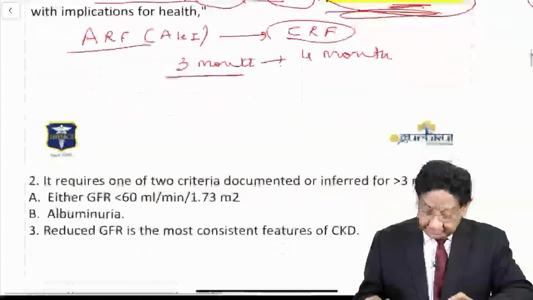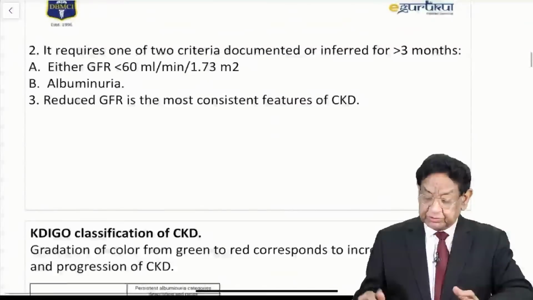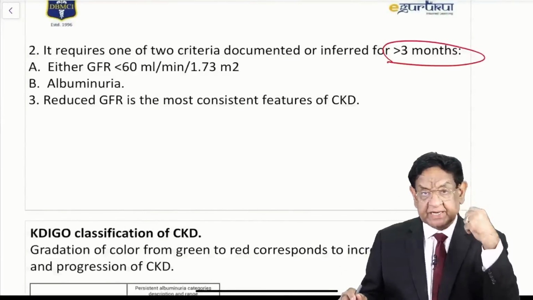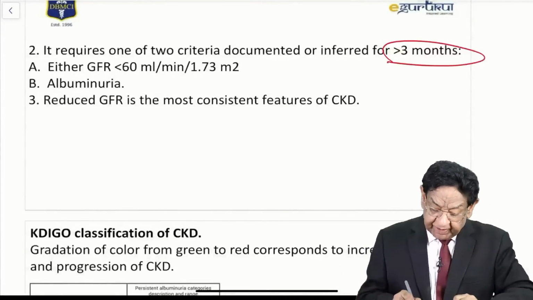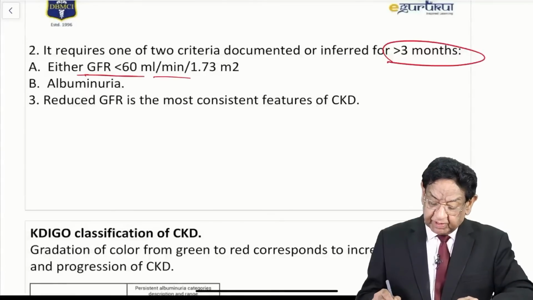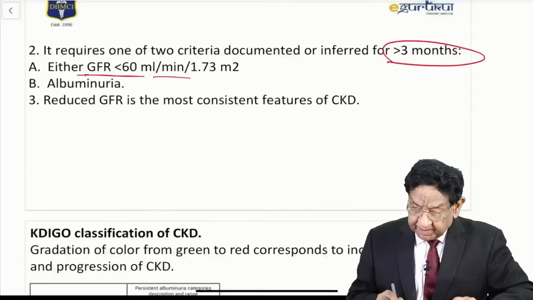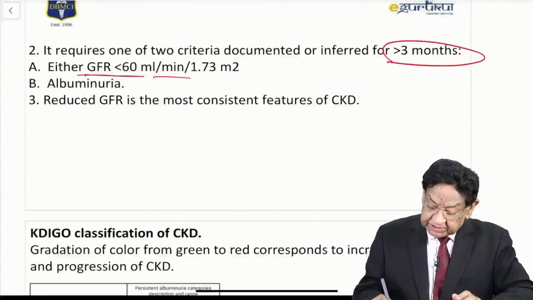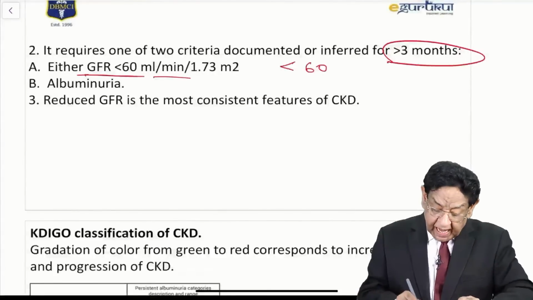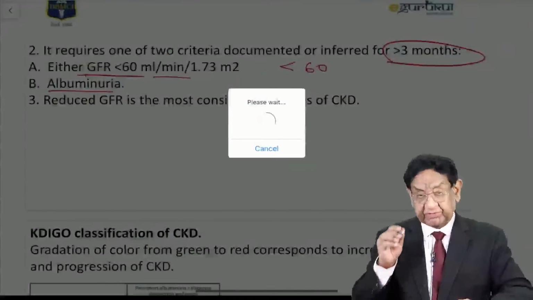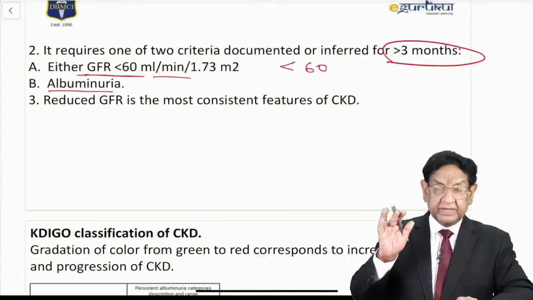Well, let's see more. Now, 3 months is one thing, 3 or more than 3 months. But there are two criteria needed. Number one, GFR reduced. In actual it is less than 60 ml per minute per 1.73 m2. But again, for easy understanding, I'm just writing less than 60 ml. Is it enough? No. Albuminuria is the second criteria. Most of students are not aware of this point.